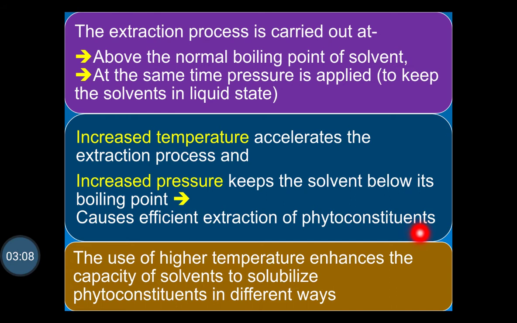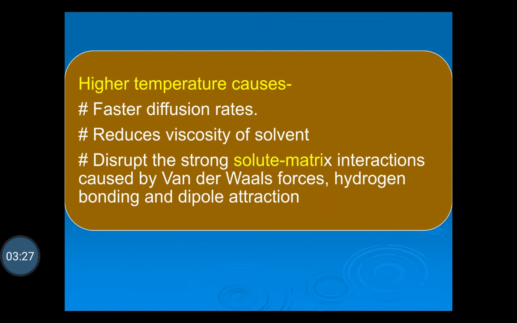The use of higher temperature enhances the capacity of the solvent to solubilize phytoconstituents in different ways. Due to the higher temperature, there is an increase in the capacity of the solvent. It can solubilize the phytoconstituents which are present in the matrix of the crude drug. Due to the higher temperature, there is a fast diffusion rate of the phytoconstituents present in the crude drug. It reduces the viscosity of the solvent.